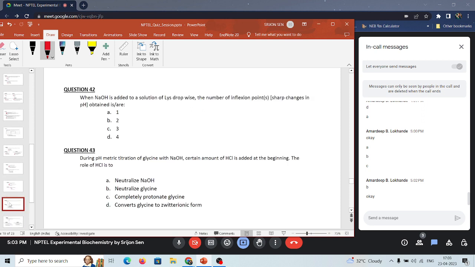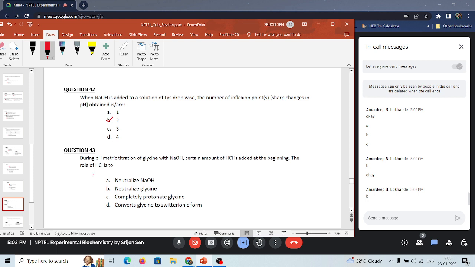Next, when NaOH is added dropwise to a solution of lysine, the number of inflection points, or sharp changes in the pH obtained, is or are. So how many sharp changes do you observe in the graph? Very good. It's 2 inflection points.